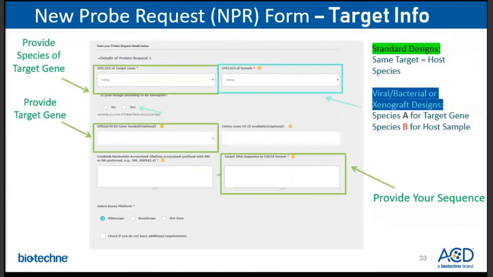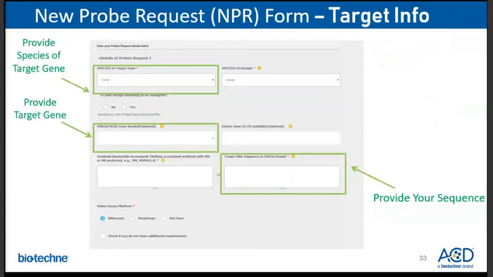Alternatively, if you're doing a xenograft design, the standard designs have the same target and host species. So if you use mouse, it would also be mouse. But if you're using a xenograft or viral and bacterial design, the species of the target gene and the species of the sample should be different. So for example, if you're using mouse here, you would use human here for the sample, if it's a xenograft or PDX model or a bacterial or viral target sample. It just depends on what your submissions are. That information should be put into the input.